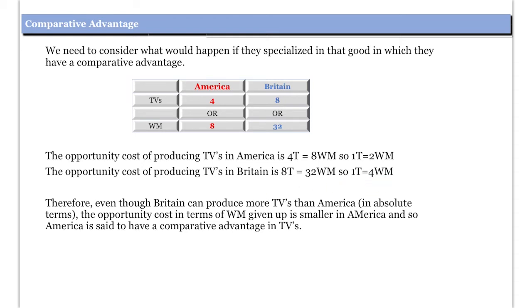So what you should see is that the cost of producing a television is cheaper in terms of the other good that you've got to give up. Again, that's what we use with comparative advantage. There's no numbers, there's no money, it's not pounds or dollars, it's just how many of the other goods we give up. The opportunity cost is going to be cheaper in America. So America has a comparative advantage in televisions.